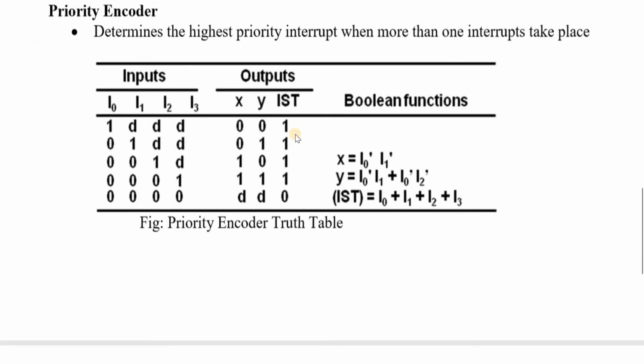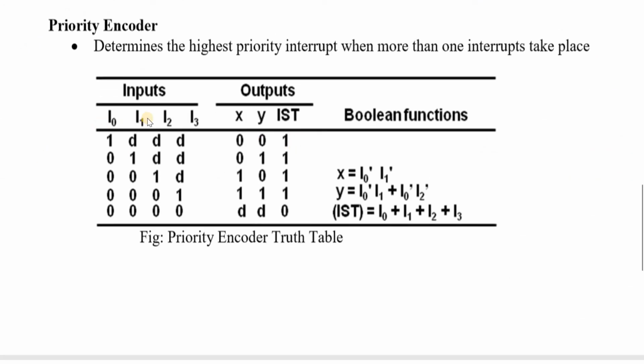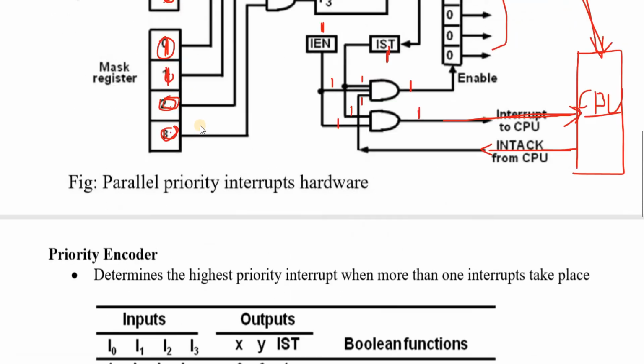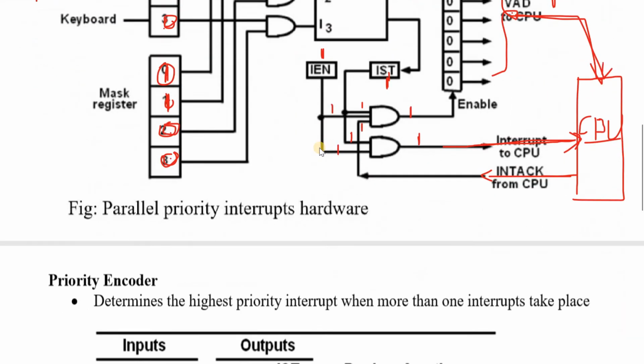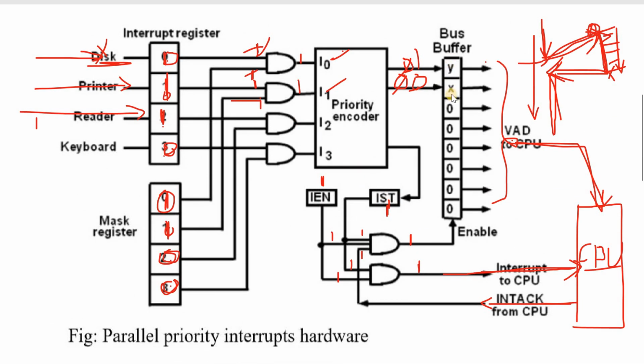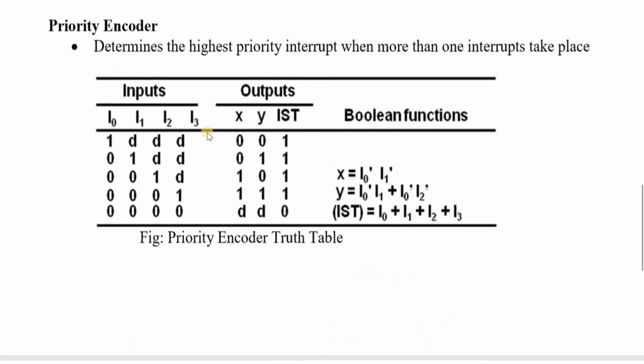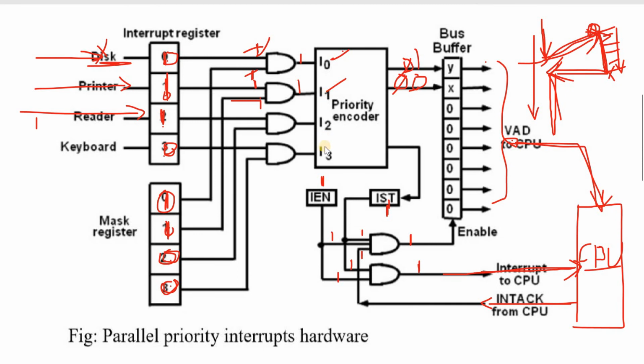Coming to this one, in this case we have 4 priority encoder inputs, that is I0, I1, I2, I3, and the outputs XY and IST. These are the 4 inputs and the outputs IST and XY. If I0 is requesting some service, then whether the remaining devices I1, I2, I3 are requesting service or not, either the 0 case or the 1 case, the processor will respond to this particular input.